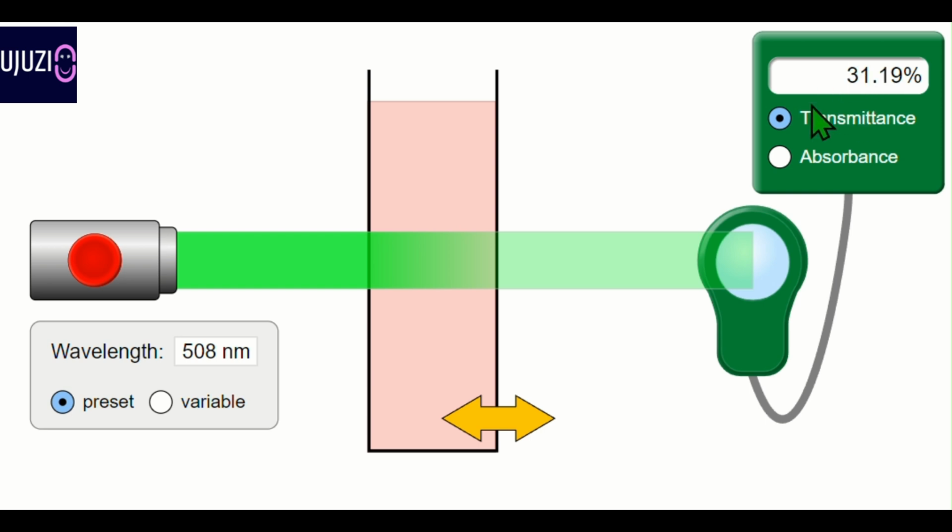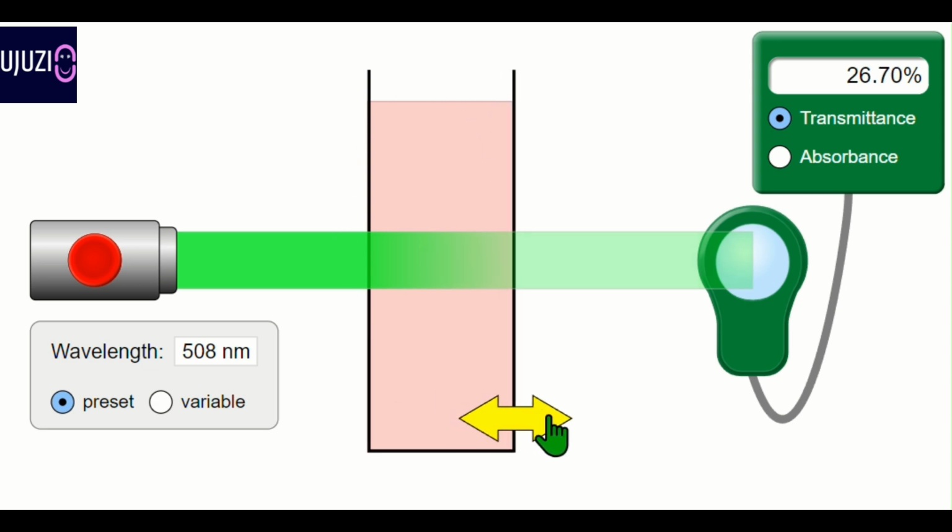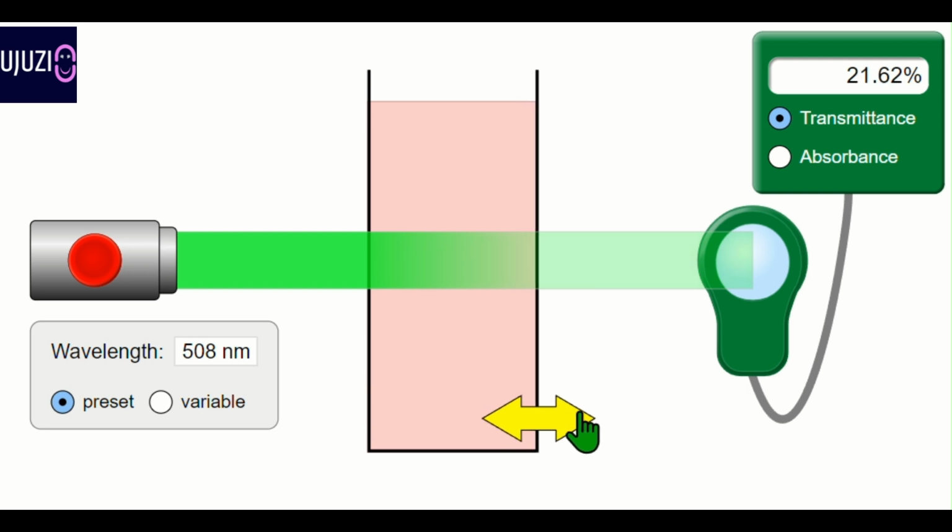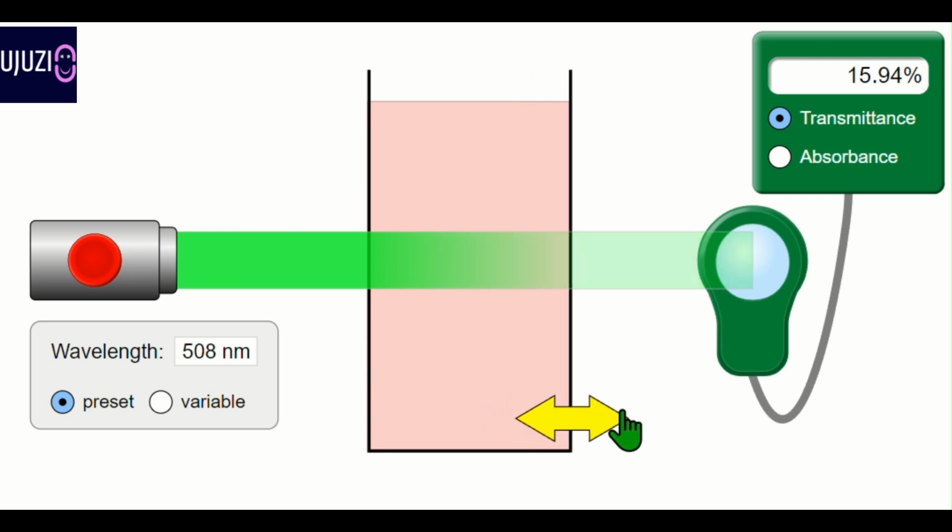If you see here on the screen, we record the amount of light that is transmitted. As you can see now, it is 31.19%. It means a lot of light is actually absorbed here. But again, if we make the sample larger, you can see the amount of transmitted light keeps decreasing. So the larger the sample, the more light is absorbed, and the less light is transmitted.